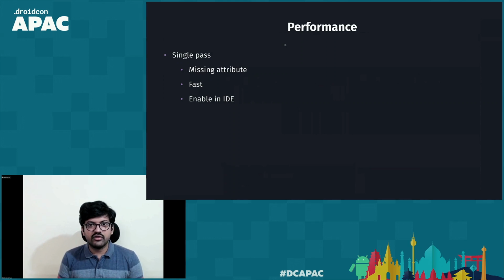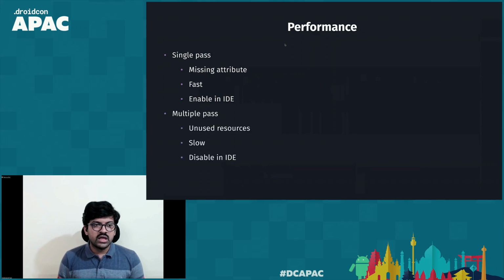So the example of the style migration lint rule that you saw is enabled in the IDE because it just does one pass. An example of a multi-pass rule would be unused resources. Here, lint would need multiple passes, first to make a list of all the resources and then see if there are any references to them. So it would need multiple passes to do that. And multi-pass lint rules are usually slow and they're disabled in the IDE.